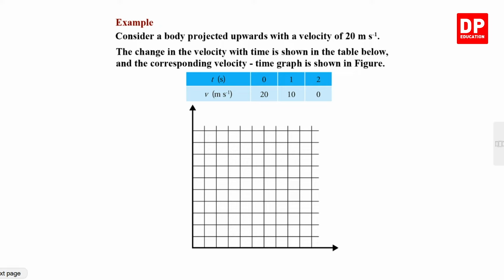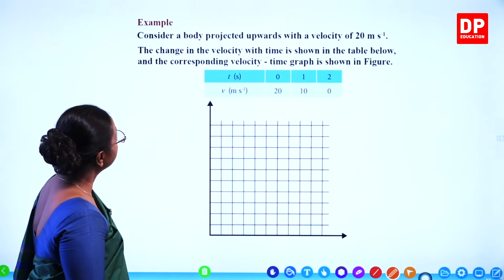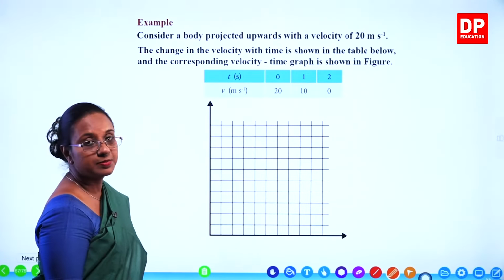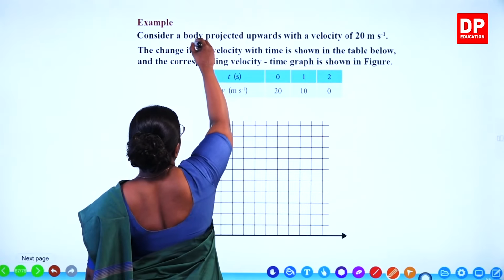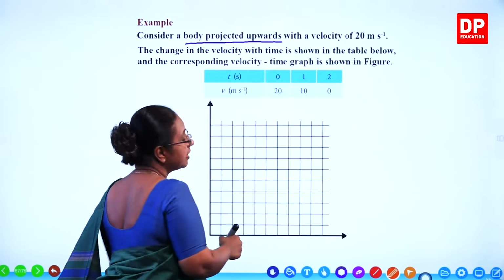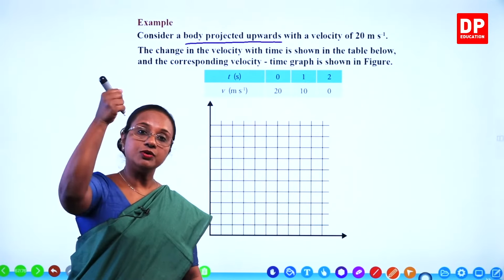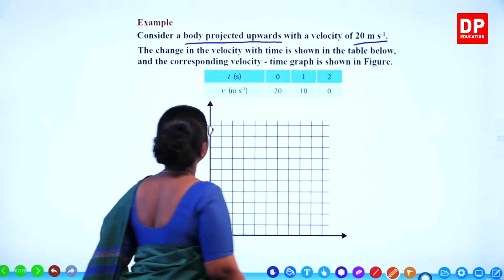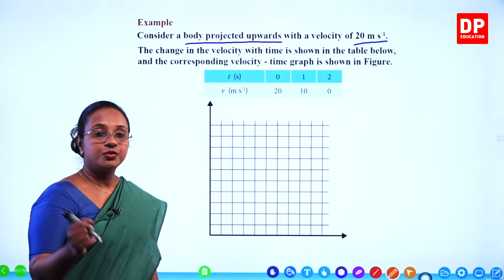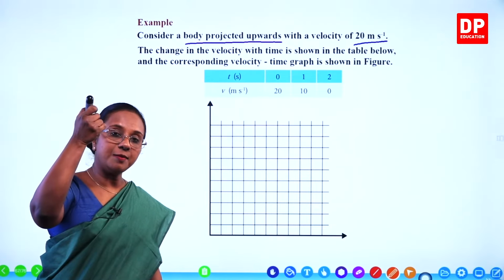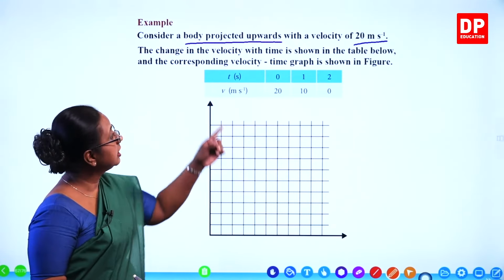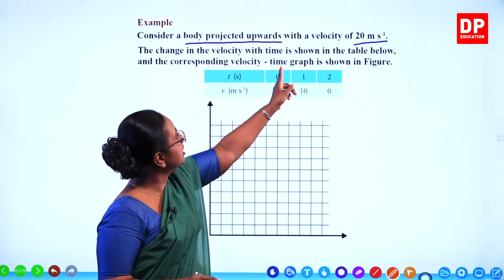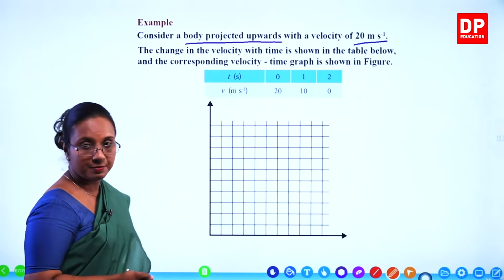The first example is, consider a body projected upwards with a velocity of 20 meters per second. This is slightly different. A body is projected upwards. That means we throw something upwards with a velocity of 20 meters per second. So initially we throw the object up. It has an initial velocity that is 20 meters per second. The change in the velocity with time is shown in the table below.